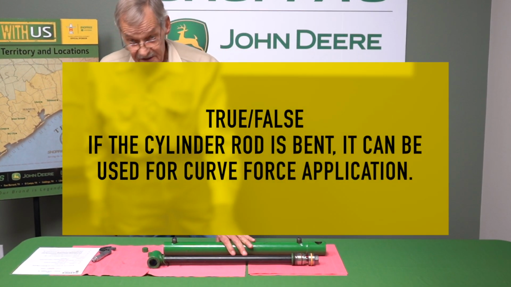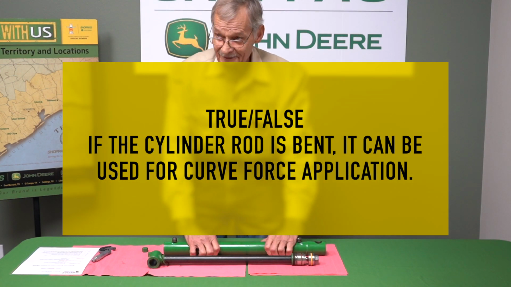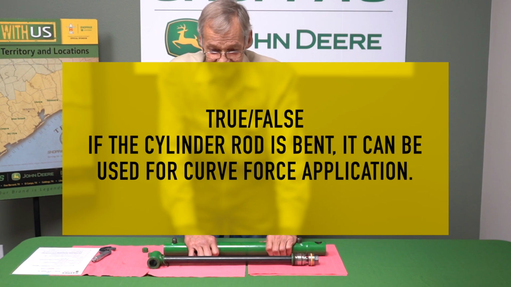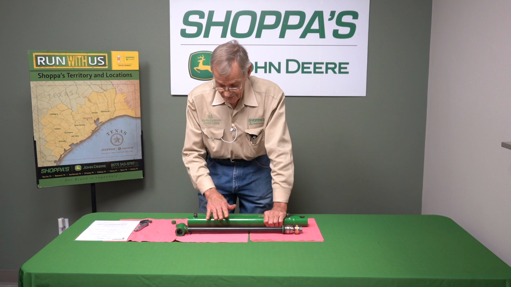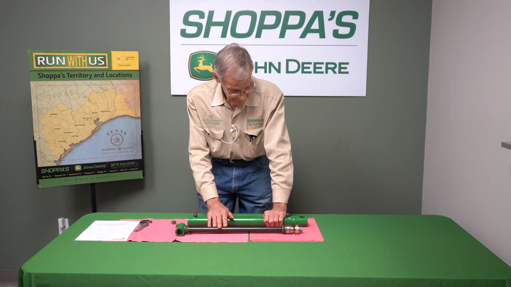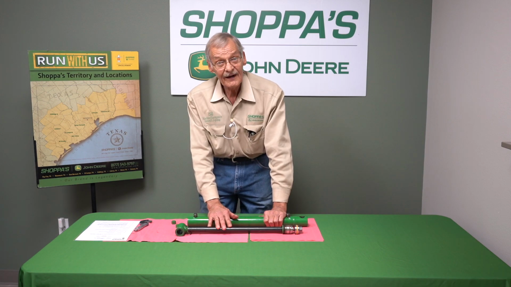If the cylinder rod is bent, it can be used for curved force application. That's false. If this rod is bent, this cylinder is essentially useless. And that is all we have for our hydraulic cylinder.